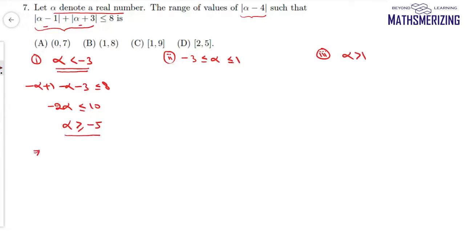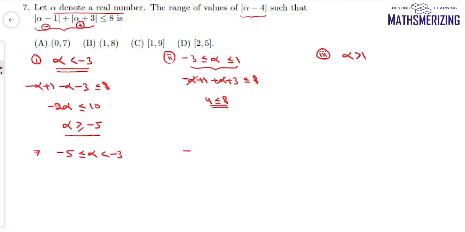So from here we'll get the condition on alpha: the value of alpha should be greater than minus 5 but less than minus 3. Now for the second interval, we know that alpha minus 1 will be negative and alpha plus 3 will be positive. So we'll get minus alpha plus 1 and then plus alpha plus 3 is less than or equal to 8. So alpha will cancel. I'll get 4 is less than or equal to 8, which is true in this given interval.